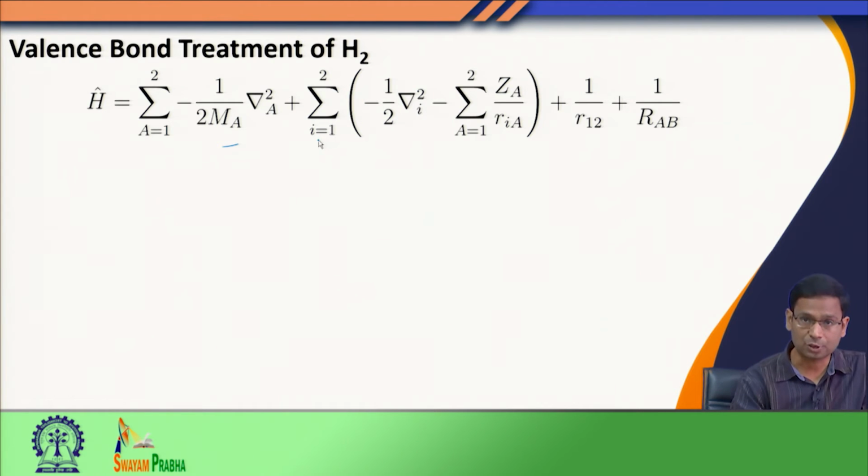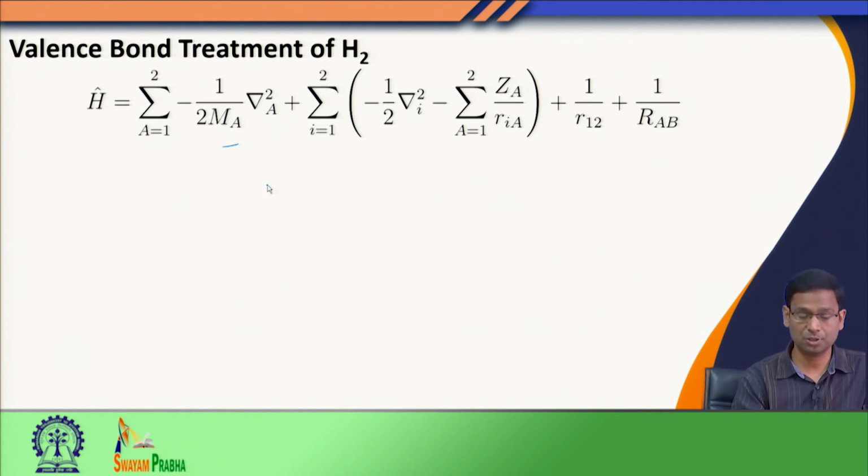And then each electron, now that I have 2 electrons, will interact with each of the nuclei. So, I have 2 nuclei and 2 electrons. Therefore, when you look at i equals 1 to 2, I have A going from 1 to 2. So, this term shows electron-nuclear attraction. Together I would have 4 such terms, plus I have electron repulsion and nuclear repulsion.